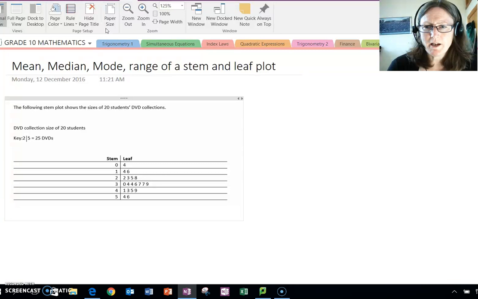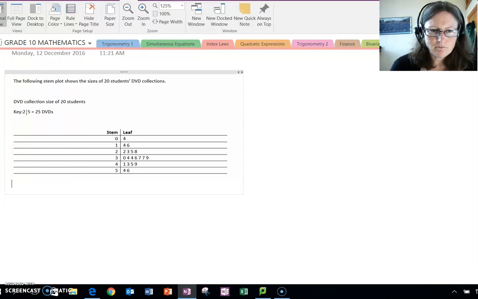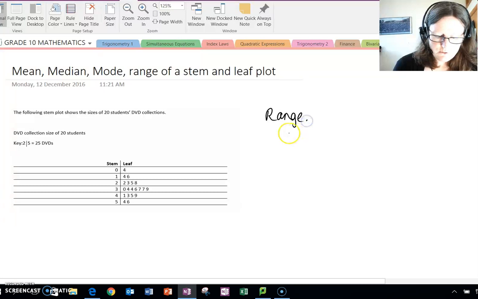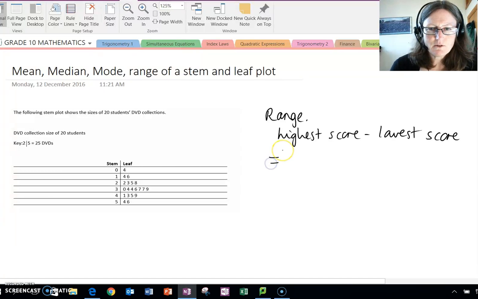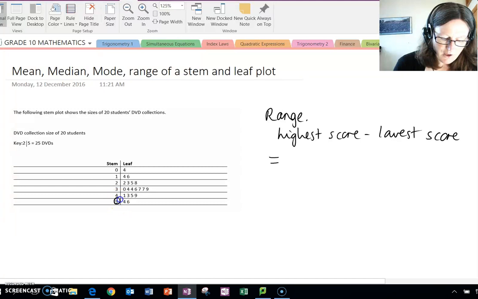Okay, I'll start with one of the easiest ones, the range. The range is the highest score minus the lowest score. So in other words, what's the most DVDs one of these 20 students had? Well, 56 is our highest score.